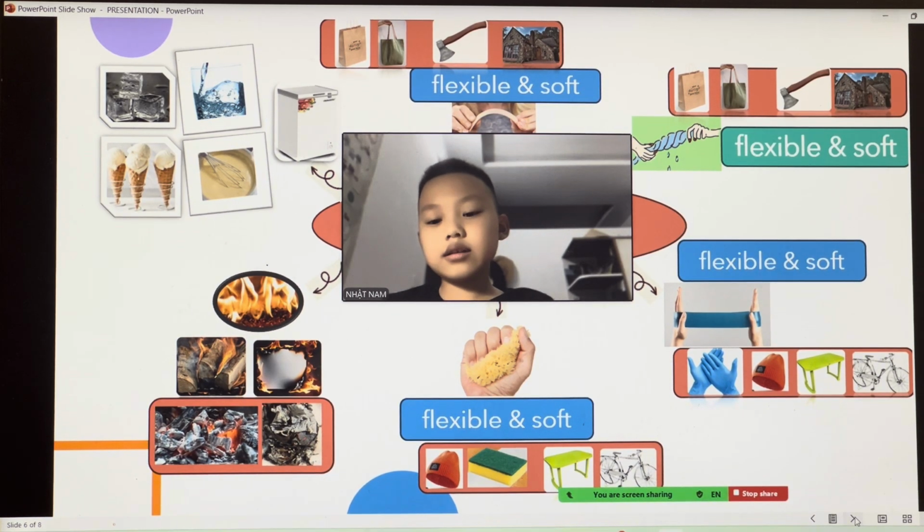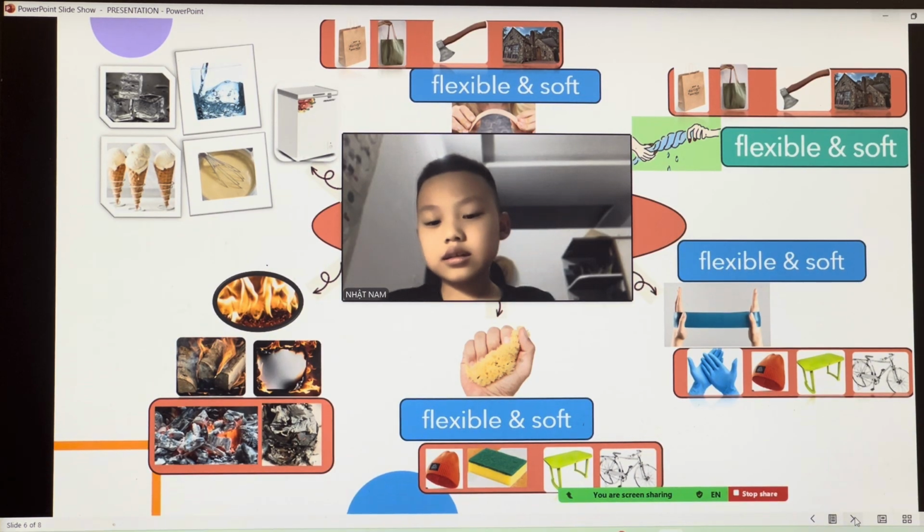Nhật Nam, do you think that ice is good for our health? Is it good or bad? It is bad. I think that a little ice is good, but too much ice is not good. It's bad, right? Because if you have a lot of ice, we can have a bad throat, right? And you can get sick easily.